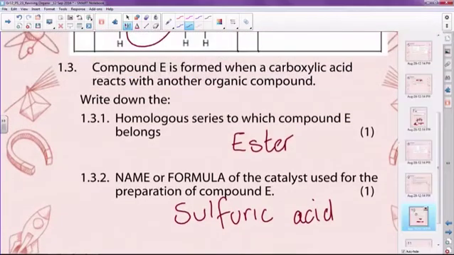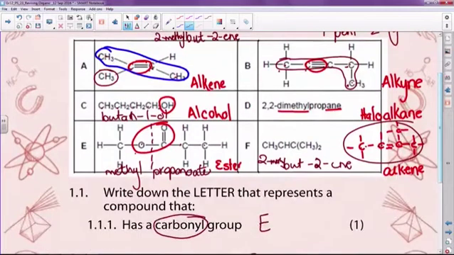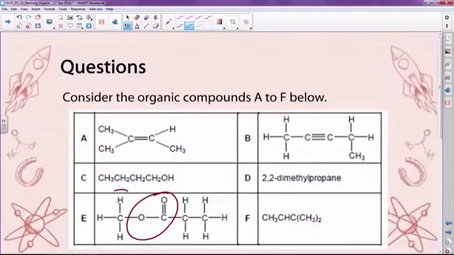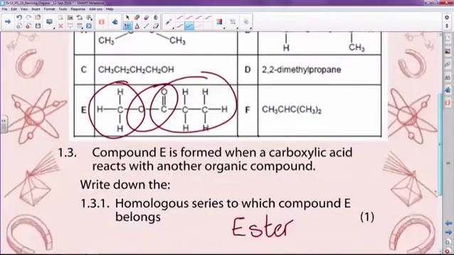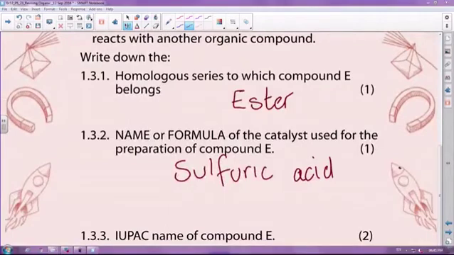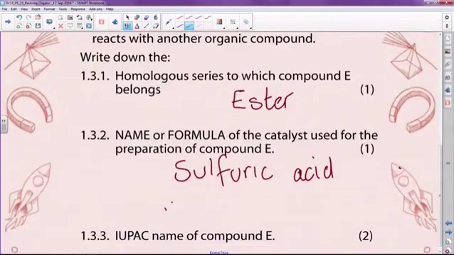Now, the name. When we go back to my original one, which I wrote all over, oh, look here. I wrote it down already. It's methyl propanoate. So let's go back to the question and remember alcohol part, carboxylic acid part.